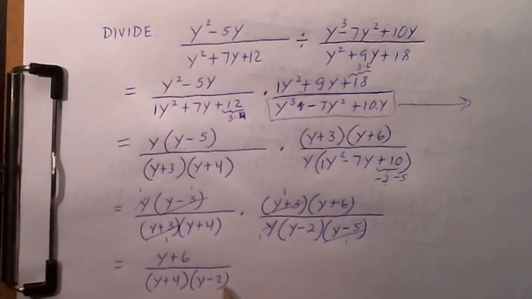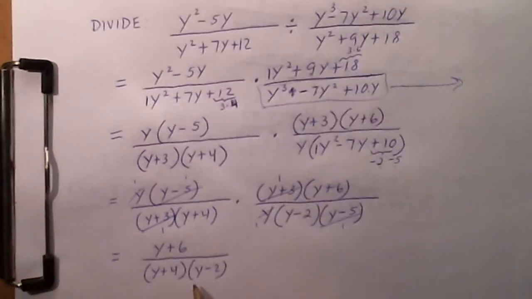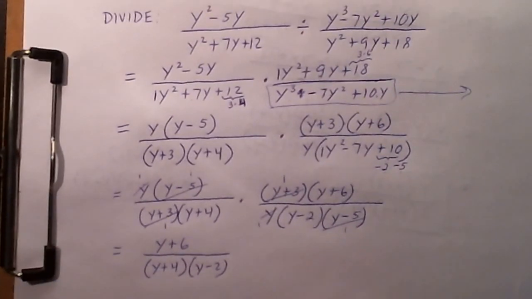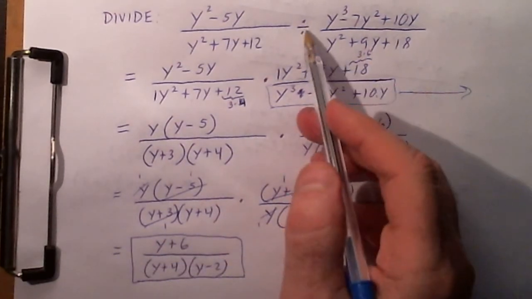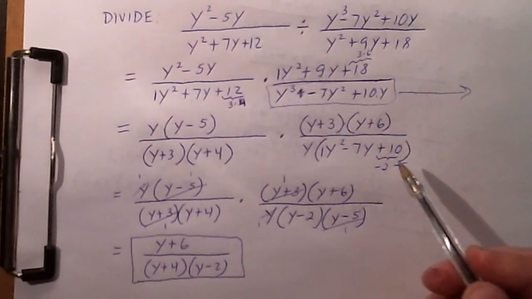Now, you do not have to multiply these binomials back out. It's a waste of time. Ladies and gentlemen, we are done. This is your final answer. This is your final quotient of having divided these two rational expressions.